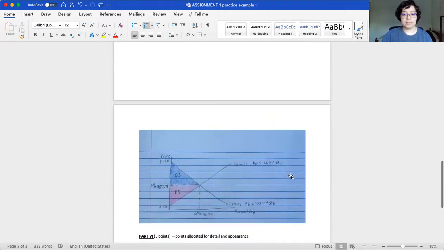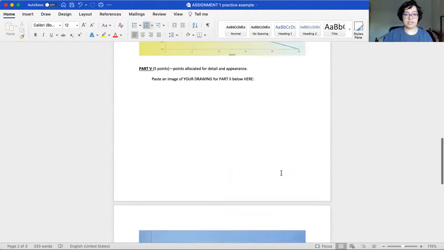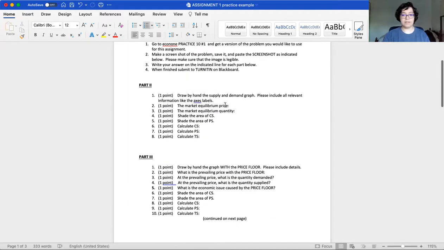So this sketch that I made down here, I did not include the price floor for part 2 because we're not using the price floor right now. We're looking at just market equilibrium without that price floor. So here's my sketch. And then coming back up here, you're just going to go through and answer the problems.